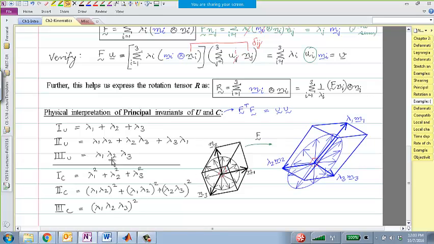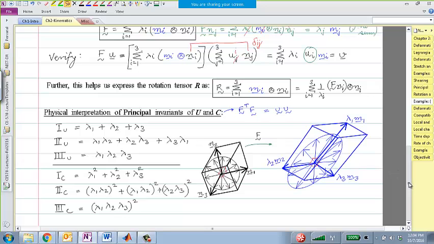And finally, lambda 1 times lambda 2 times lambda 3 is the volume of this new cuboid. So the third principal invariant of U is proportional to changes in volume. And this is something that we looked at with tensors before as well. But this is a nice way to understand it with actual deformation, because now these vectors are tangent vectors in the undeformed configuration of a body at a point, and the corresponding deformed tangent vectors of a body at a point.